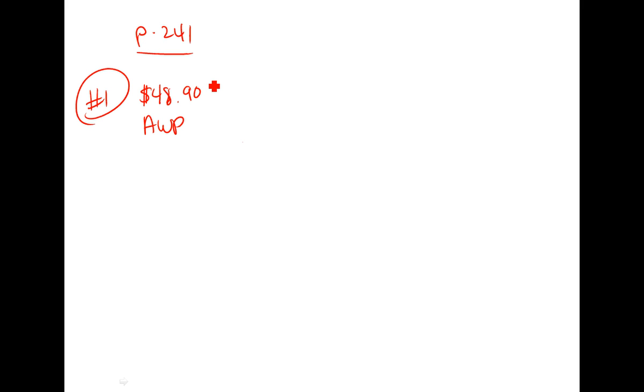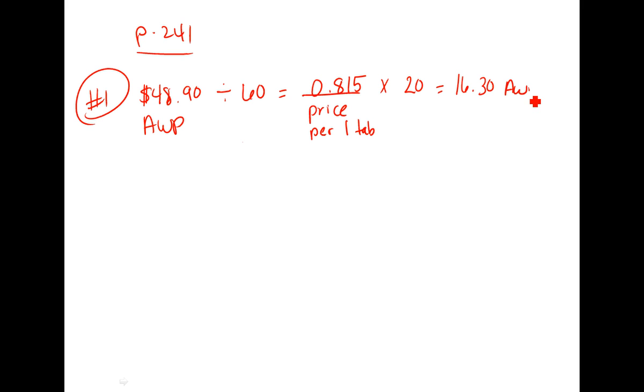It's per 60 tablets, but you want it for 20 tablets. So you're going to divide that number by 60. It gives you your cost per tablet, which would be 0.80, really 82 cents, but we're going to leave it out. We're not going to round to the last. Then you want it for 20 tablets, so that's the price per one tablet, and it says dispense 20. So you're going to multiply it by 20 for 20 tablets, and that comes up with $16.30 AWP for 20 tablets.